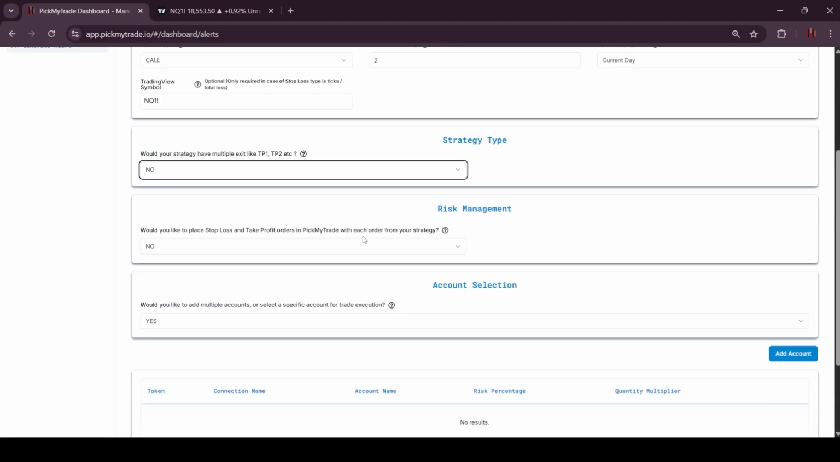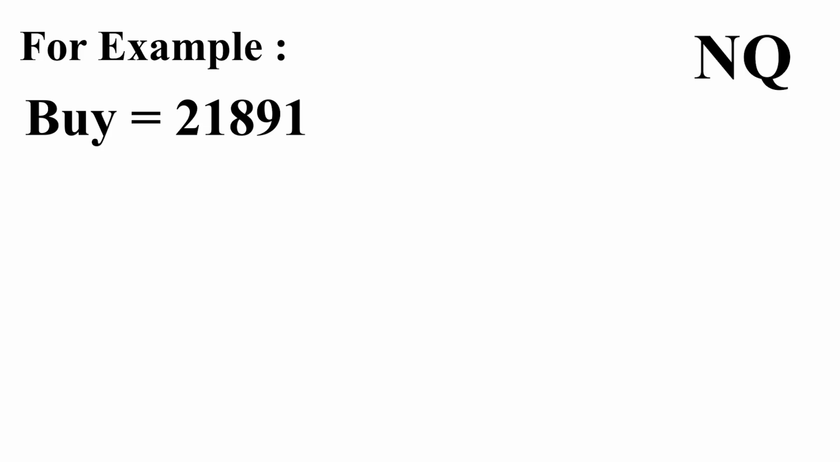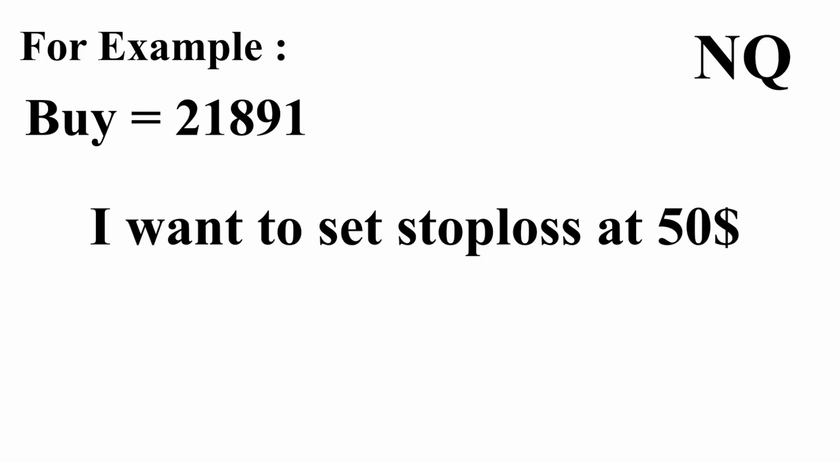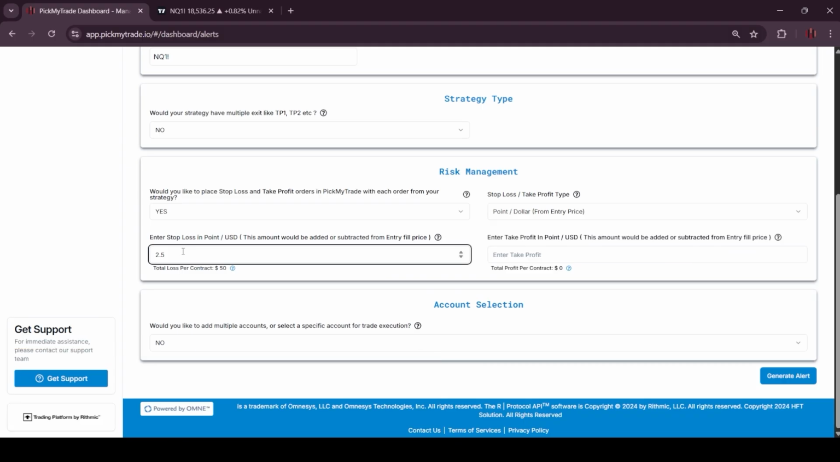And here is the option of risk management. Here we have 4 types of stop loss or take profit type: points or dollar from entry price, percentage, ticks, and total profit or loss. So first, we'll start with points or dollars from the entry price. For example, let's say a buy for NQ comes at 21,891. And if I want to set a stop loss of $50, I will put 2.5 in this section. So here the total loss for one contract is going to be $50.